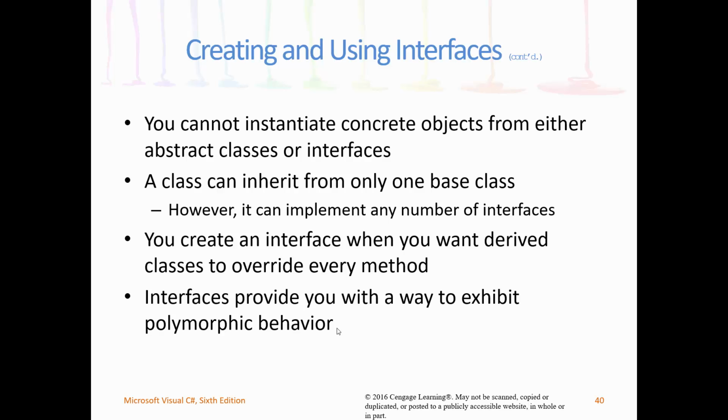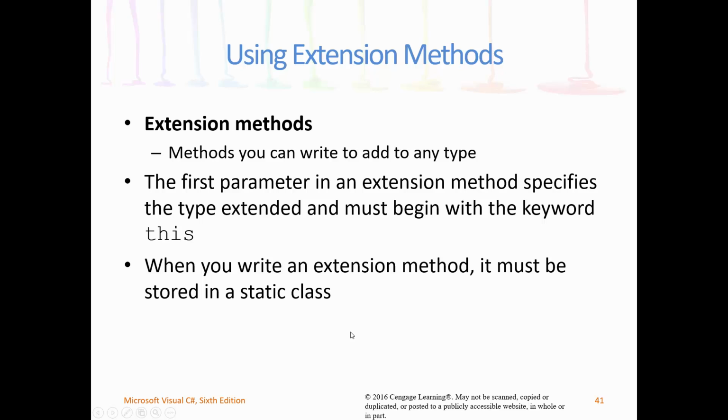All right. Notice you cannot instantiate objects from abstract classes, so they cannot be instantiated. Nor can you instantiate from an interface. All right. A class can only inherit from one base class. In other words, C# supports only single inheritance, not multiple inheritance. But you can implement as many interfaces as you want. So C#, like Java and like a lot of languages, supports single inheritance, but multiple interfaces. So as it says, you create an interface when you want derived classes to override every method in them. And it gives you a way that you can use polymorphism.